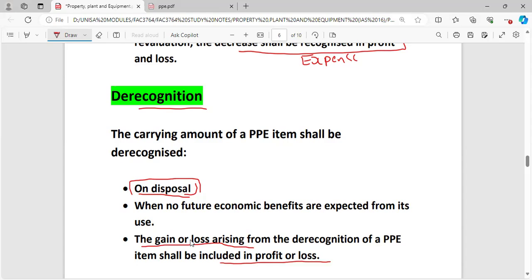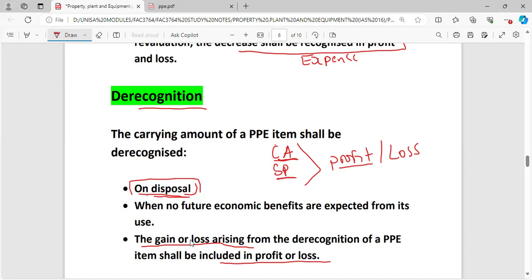So when there is a disposal of an asset, what you are going to do is to take the carrying amount of the asset that is going to be disposed. Then you look at the selling price. The difference between your carrying amount and the selling price will tell if there is profit or a loss. If the selling price is higher than the carrying amount, it means you have a profit. You take it to the profit and loss as income. It goes to other income.